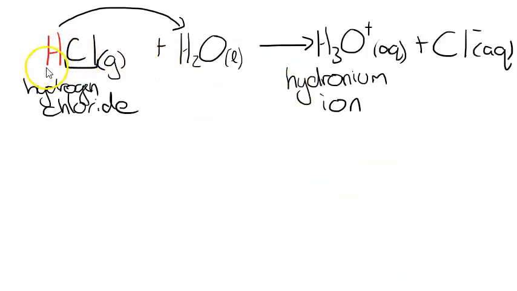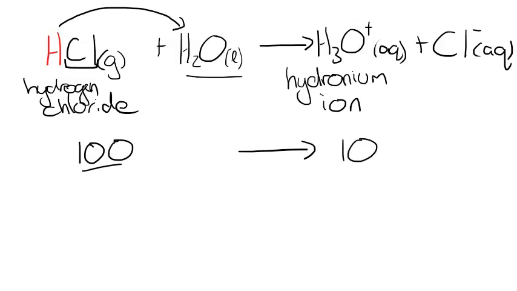This is a strong acid because every single one of these hydrogen chloride particles would react with the water particle there. So if we started off with 100 hydrochloric acid particles, and there were enough water molecules, so well more than 100, then every single one of these would become a hydronium ion and a chloride ion. So we'd end up with 100 hydronium ions and 100 chloride ions, and we would end up with 0 hydrogen chloride particles on the left hand side. So that is what a strong acid is. It means that every single acid particle will donate a proton when it reacts with water.